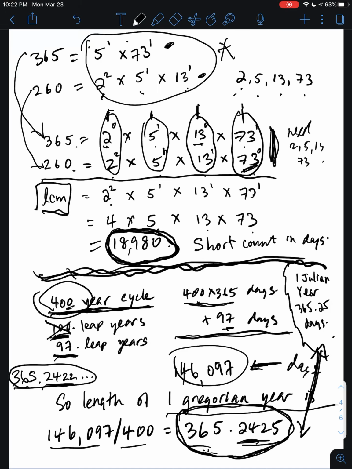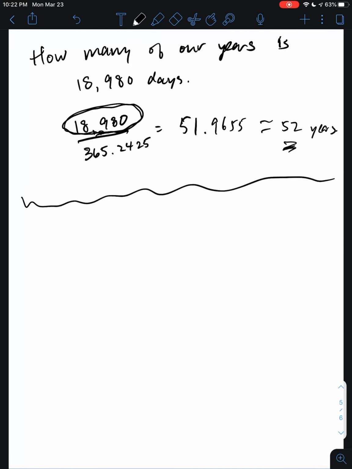Anyway, what am I doing? Where am I going with all this? Well, 18,980 days, the short count. I want to figure out how many of our years that is. So I take the number of days and I divide by the length of a year in days. And I'm using the exact Gregorian number. And I get this quotient when I type it into my calculator, 51.9655. So that's about 52 years long. So the length of a short count calendar is very close to 52 years.